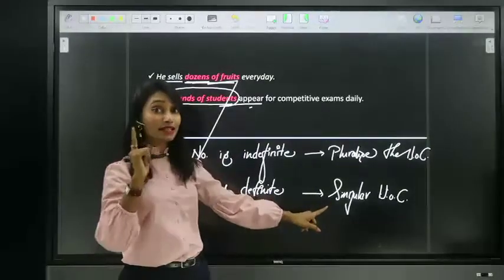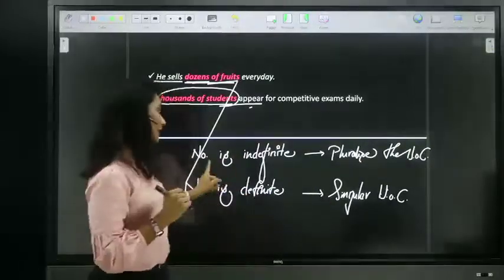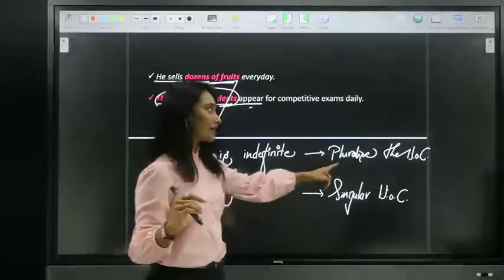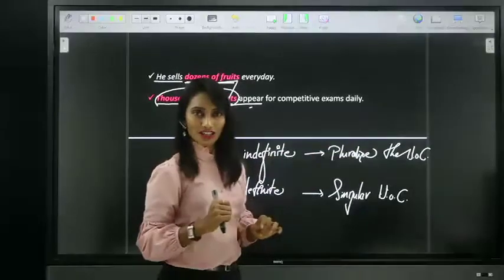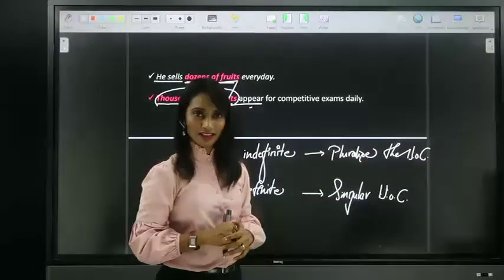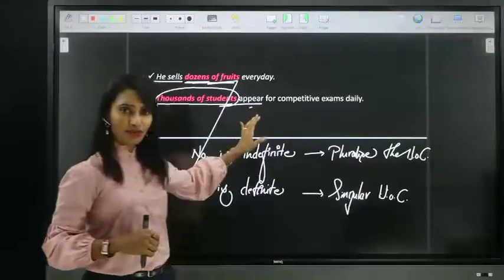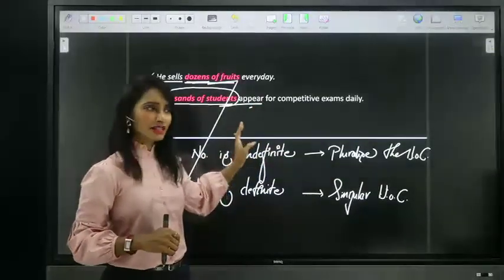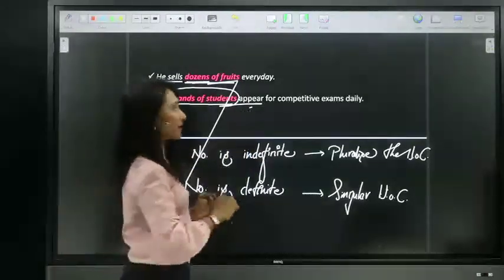It's always a singular unit of counting. When the number is indefinite, when we are not sure about how many, then you can pluralize the units of counting. So this is the exception for our units of counting. Right? Let's move on to the next one. Any doubts in this? Any doubts so far? Please let me know through your comments.